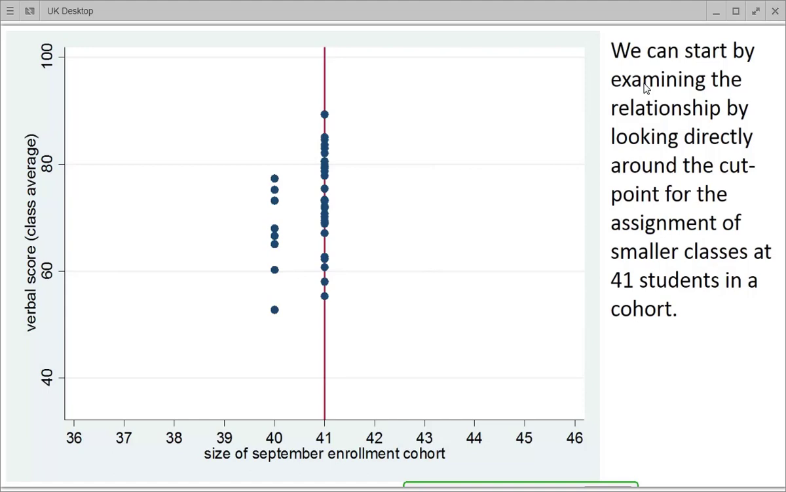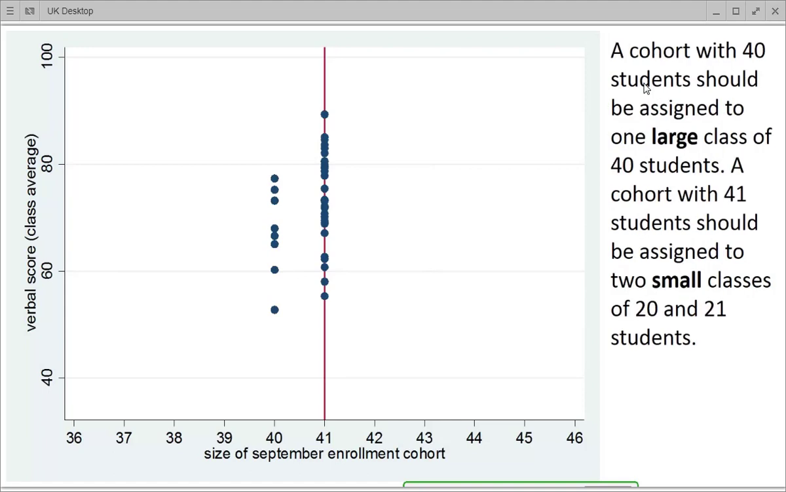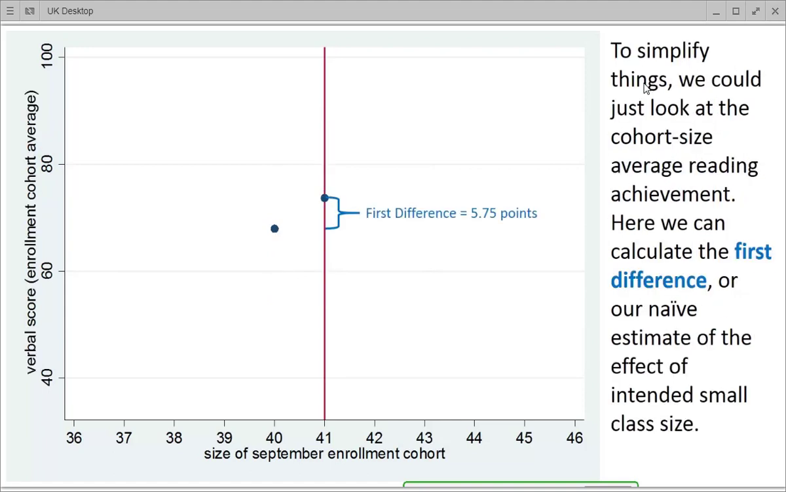Now, if we just take a look at these two sets of cohorts of students around the cut point, we can see, at least from the picture, that it appears test scores are higher for individuals in the cohort of 41, or the smaller classroom, versus those in the larger, single classroom of 40 students. To help better visualize this, we can condense it down to the means of each of those groups.